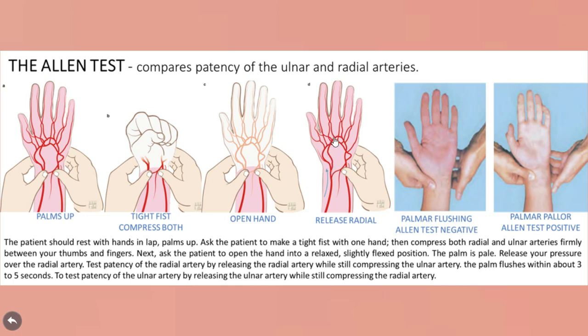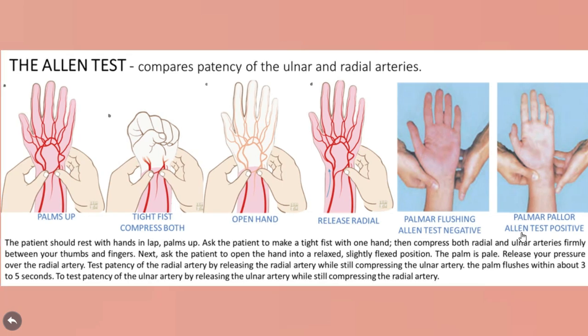Then there should be a flushing within about 3 to 5 seconds. Now for this other one, you can release the ulnar artery and check for the flushing. Usually if there is a palmar flushing, there is Allen test negative. But if there is a pallor, this is Allen test positive. So it means there is already a problem in that area.